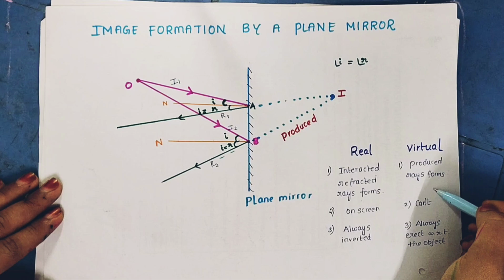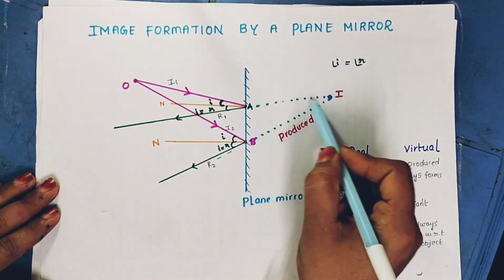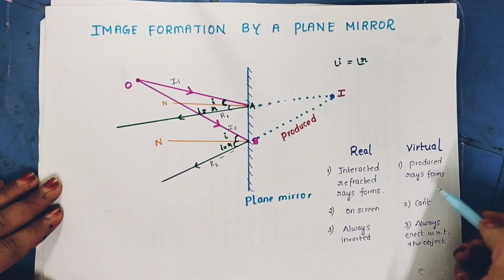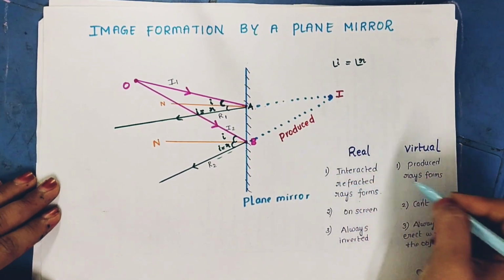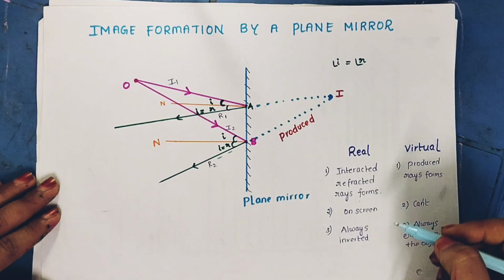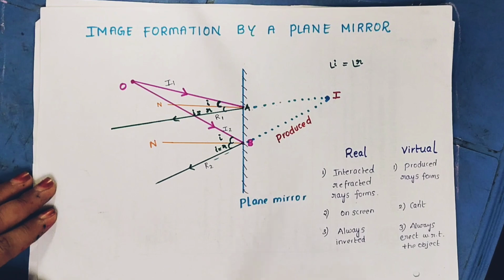Produced rays form virtual images. Yes, these two reflected rays are produced to form the image. Produced means extending. Yes, so the image formed here is a virtual image. This is not a real image, but it is a virtual image. Let me discuss the real images in the next videos. Up to now, let's deal with the virtual ones.